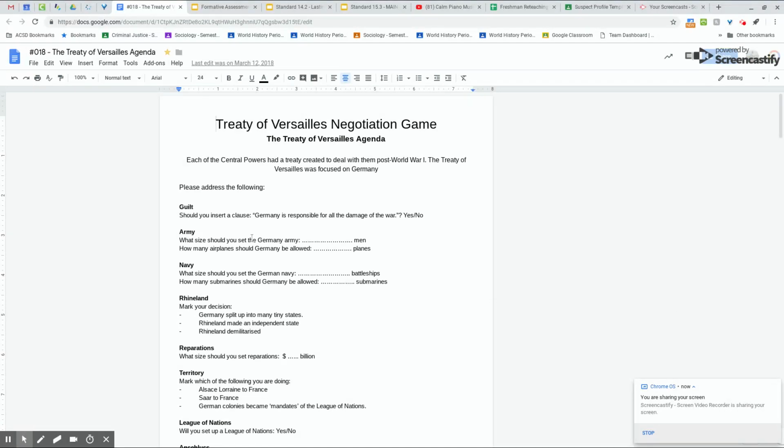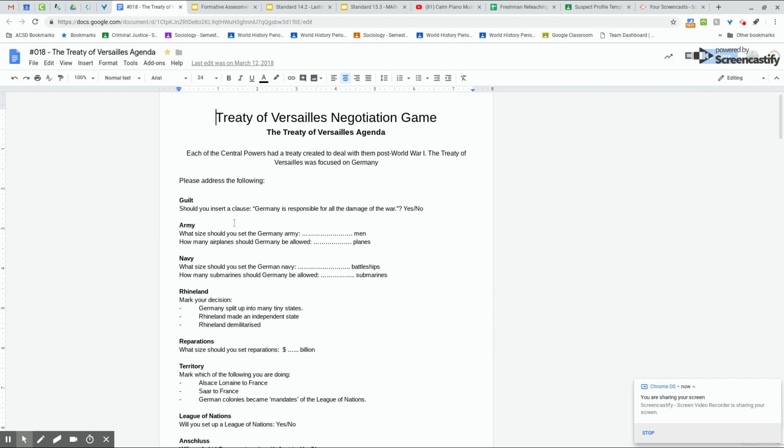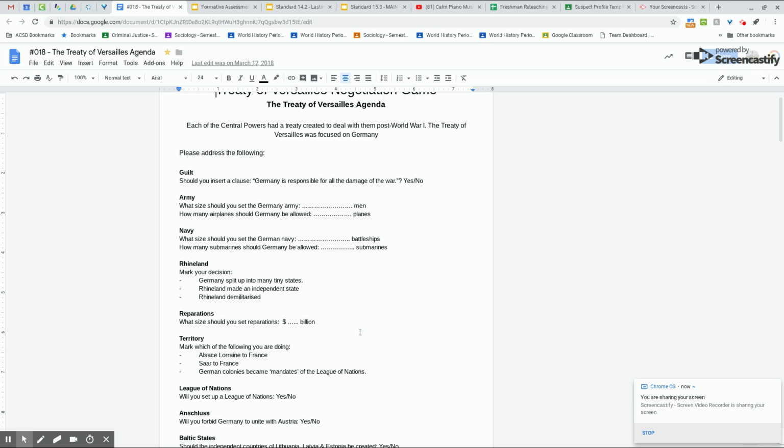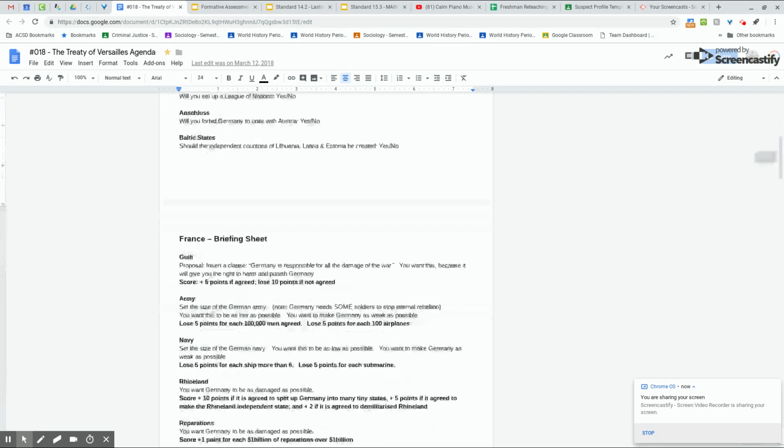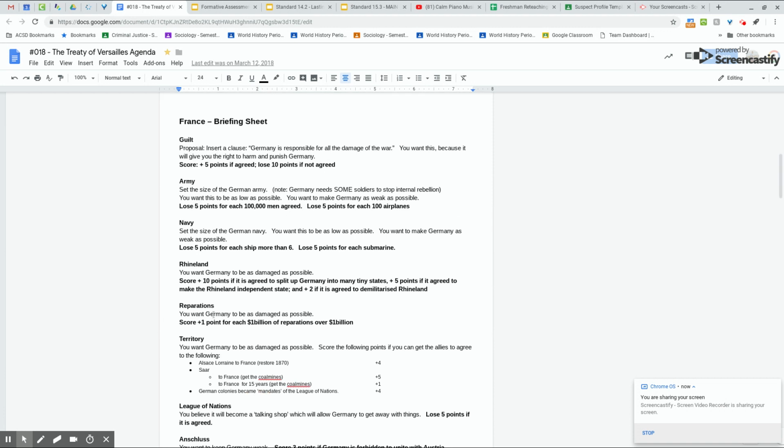On this paper here, you'll notice the papers that you're going to need to have printed off. The first page is the agenda. This is something that needs to be given to every student that tells them this negotiation of what to do with Germany. These are the things we're going to talk about. The next pages are the briefing sheets for each of the countries. So you'll have France, Great Britain, and the United States.